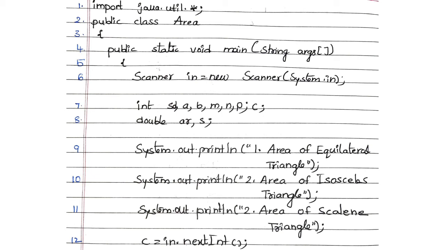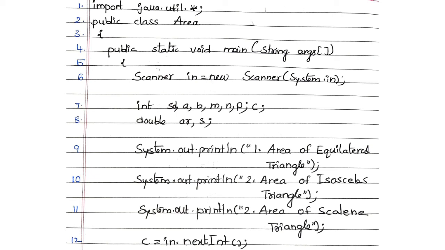And the second statement is public class Area. Area is a class name. And the fourth one is public static void main. This is the main method to run every program. Sixth one is Scanner in equal to new Scanner(System.in). Here we are creating an object for the class Scanner.